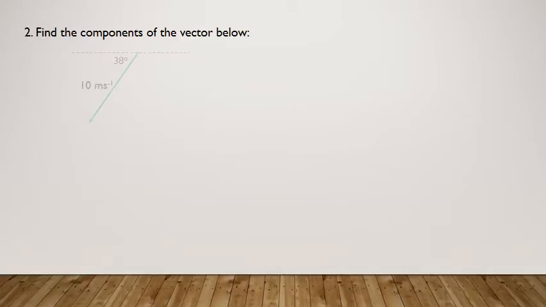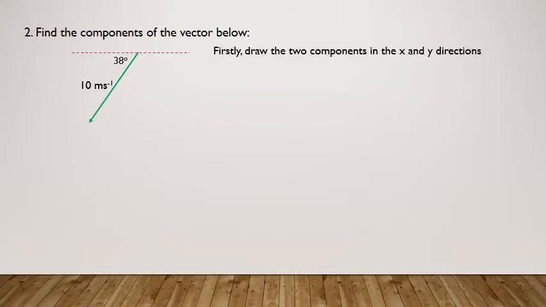Let's have a look at another one. This time we've got a velocity of 10 meters per second, forming an angle of 38 degrees to the horizontal. So again, first thing we do is draw the two components in the X and the Y directions and put in an angle theta between them. This time you'll notice though that the angle theta is not 38 degrees, so we need to work that out. Of course the angle theta is 90 minus 38 degrees, which is 52 degrees.